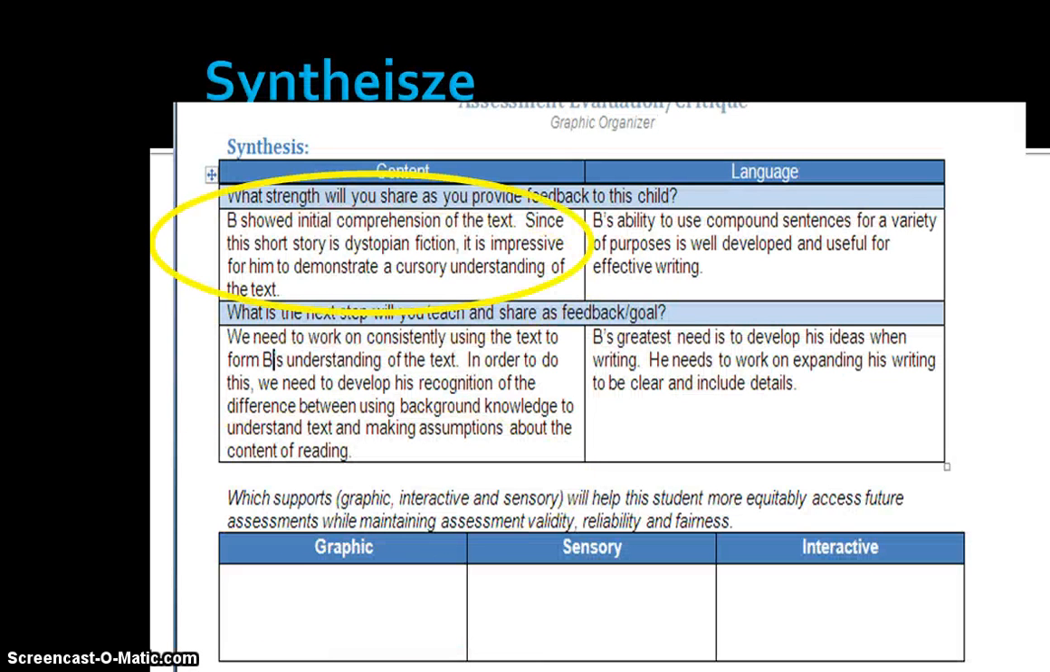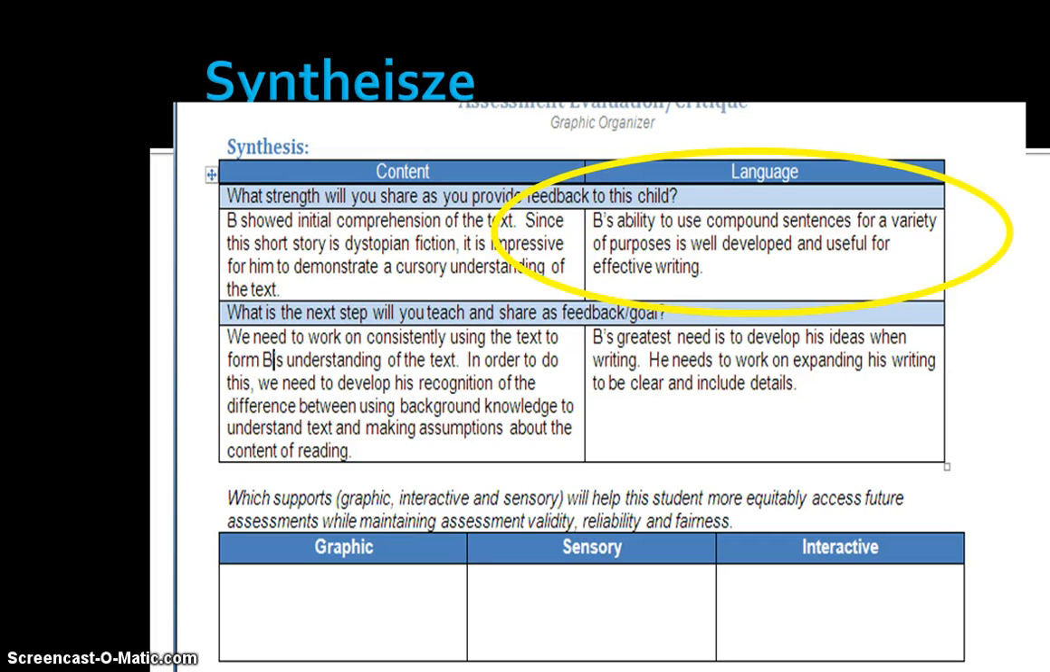So in this case, I would share a strength with the student around content in the sense that he showed some initial comprehension. It is impressive that he demonstrates some beginning understanding in such a complex text. A next step for the student would be to consistently use the text to justify his understandings. He does attempt to do this, but needs to do so with more detail, with understanding the difference between his background knowledge and the text itself, and by making sure that the details he's adding are clear and are connected to the inference that he's making.